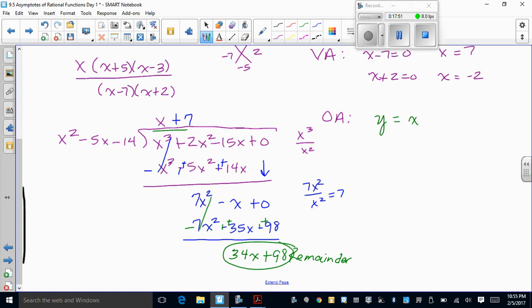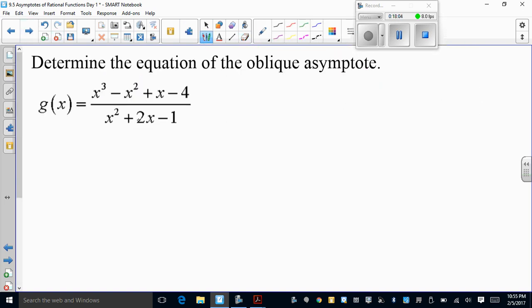Okay, so I believe there is one more for us to look at, but I put in my notes that I want to do this one in class tomorrow. So we're going to work with this one tomorrow in class.